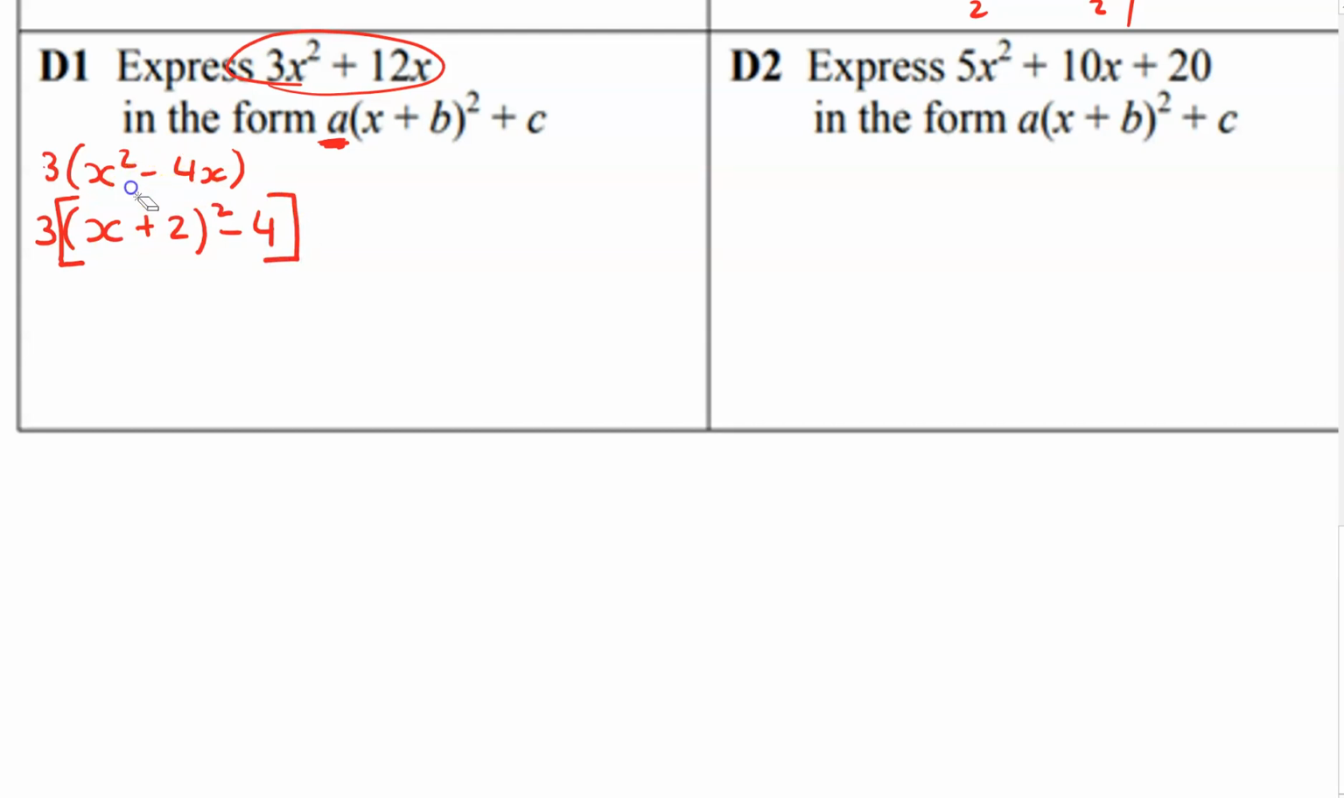Let me get rid of that, make it a little bit easier. Right, everything gets multiplied by 3. So actually your completed square form is minus 12.